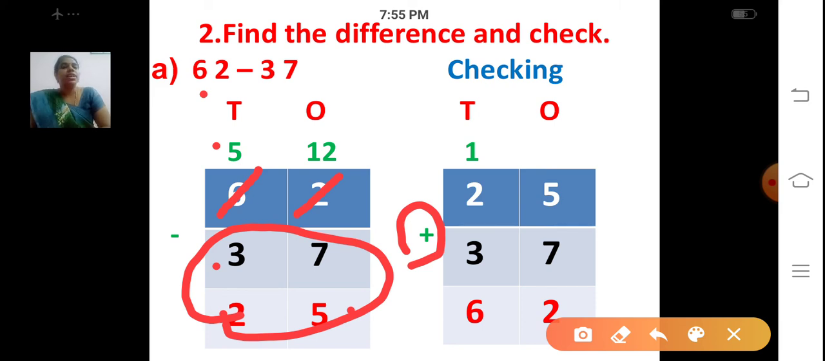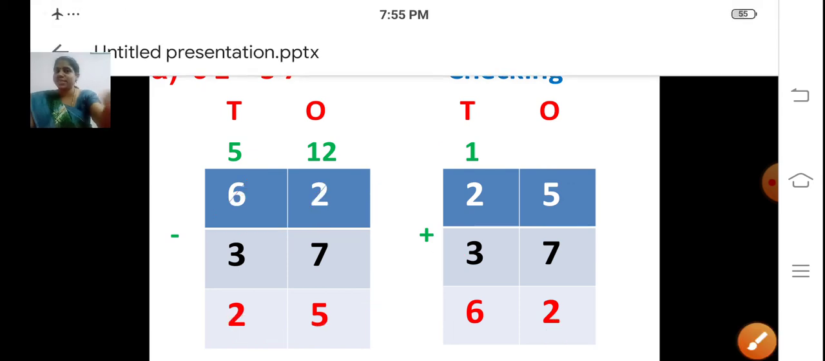We'll check it now. So now we are going to add the difference 25 to the smaller number 37. So 25 plus 37, first add the ones place. 5 plus 7. After 7, 8, 9, 10, 11, 12. So 5 plus 7 is 12. 2, 1 will be carried over. Then add the tens place. 1 plus 2 is 3. 3 plus 3. After 3, 4, 5, 6. So 62. So I got the bigger number. So my answer is correct.